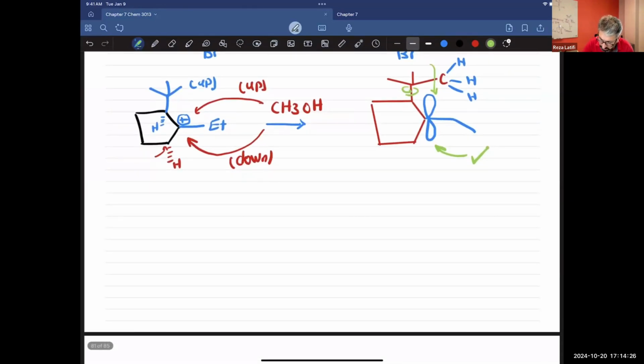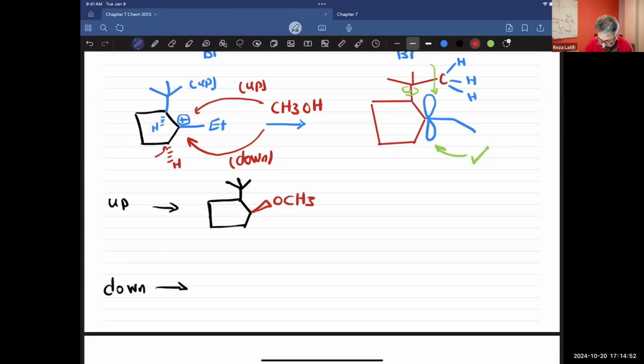And now what do I get? I get 2 products. If I reach it from up or down, when we reach it from up, this is going to be the product that we will get. We will have the tertiary butyl group up, and then the nucleophile will be added from the top. So let's say we get this OCH3. Okay, the tertiary butyl group is also up. That means hydrogen is down. What will happen to the ethyl? The ethyl will go down.